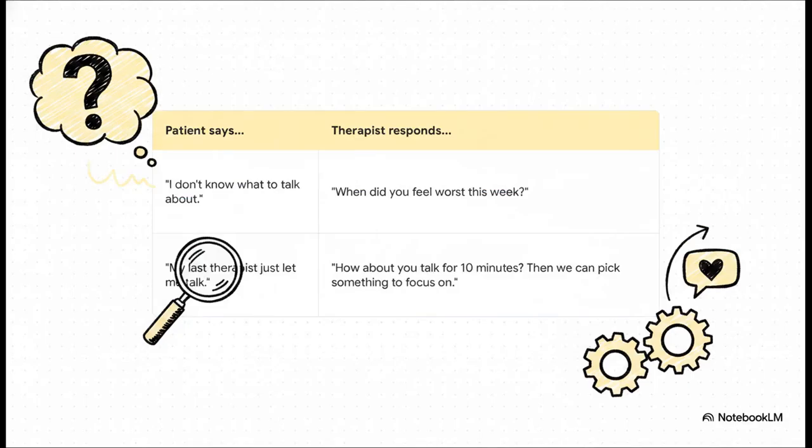And here we have 2 beautiful, distinct strategies. So if the patient is genuinely just stuck, they say, I don't know, you give them a gentle prompt. Tell me about a time this week when you felt the worst. That can unlock things. But if they're resistant, saying something like, my last therapist just let me talk, you don't argue. You compromise. You meet them halfway. Okay, how about this? You come in, you talk for the first 10 minutes, and then we pick one thing to focus on. It's about being flexible.